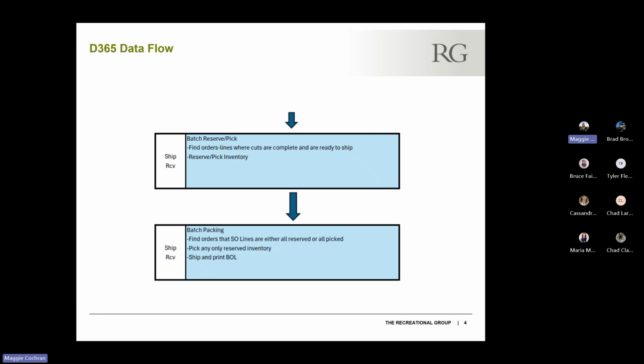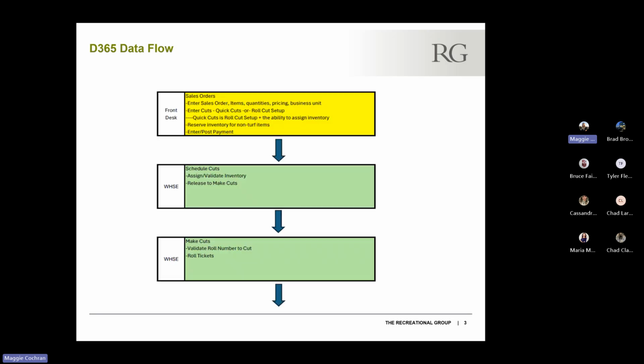All right. So let's follow the inventory really fast. Sales order, enter the cut. Schedule cuts, we assign inventory to it. Make cuts, we actually make the cut. The make cut assigns and reserves the inventory, the turf inventory, to the sales order. And it's cut at this point. It's cut with a label, shipping, ready to ship to the customer. And the other label is gonna go on the remainder roll? Yes. Both rolls. Okay.